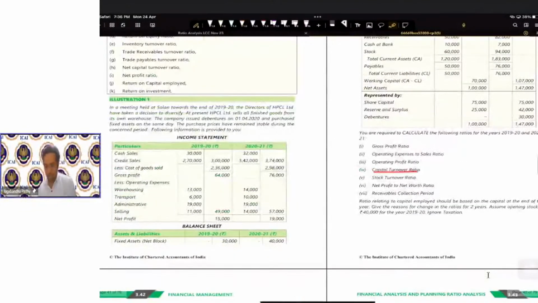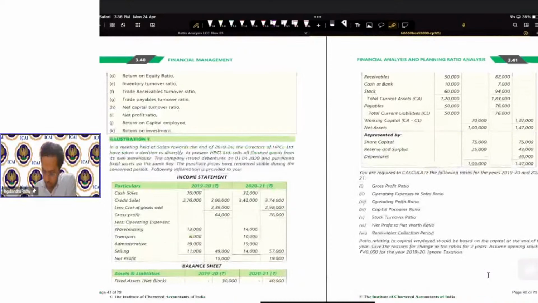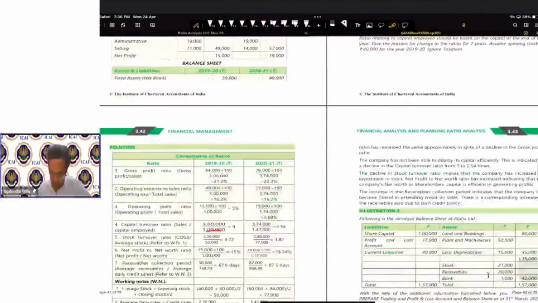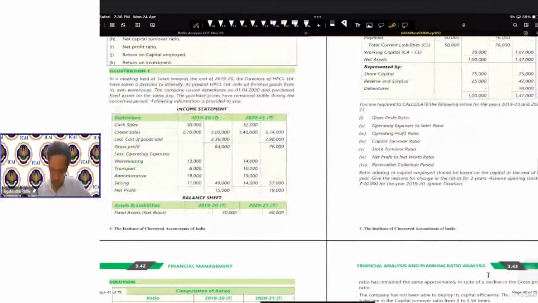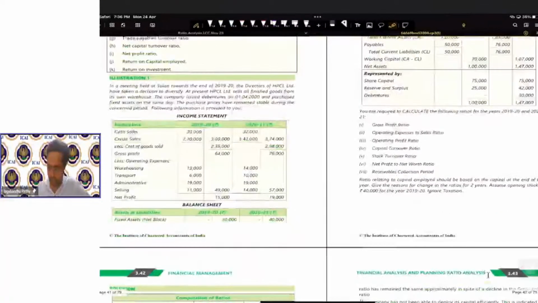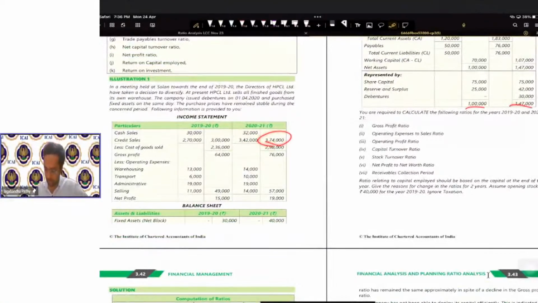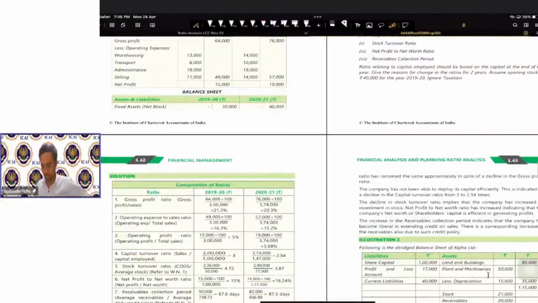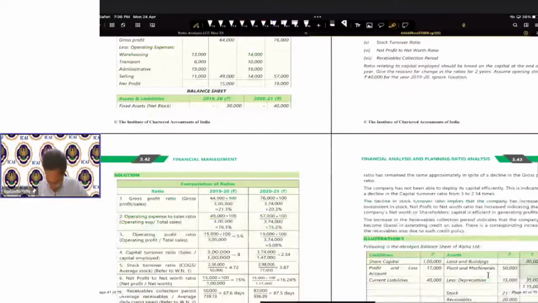Then capital turnover. For capital turnover, we need the sales figure divided by the capital amount. The capital amount is given over here: 1 lakh and 1,47,000. For turnover, we take the sales, 3 lakh and 3,74,000, divided by the capital. That's the capital turnover. Then we have the stock turnover ratio, which is basically COGS divided by the average stock.